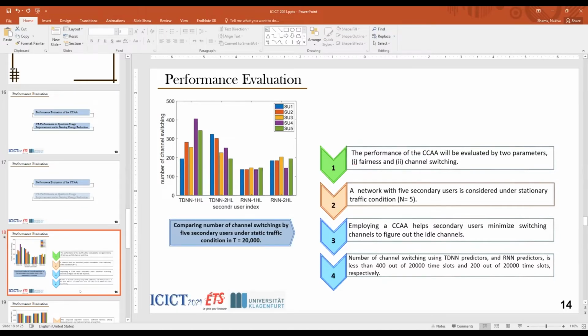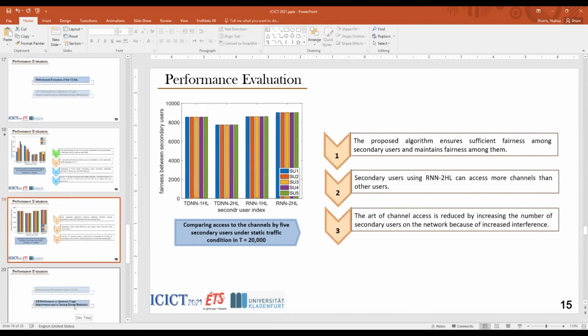The number of switchings between channels for secondary users is less with the TDNN. This figure shows the fairness between the TDNN first hidden layer, TDNN second hidden layer, RNN first hidden layer, and RNN second hidden layer. As you see, when we consider 5 secondary users in the network, there is fairness between all secondary users using each neural network.